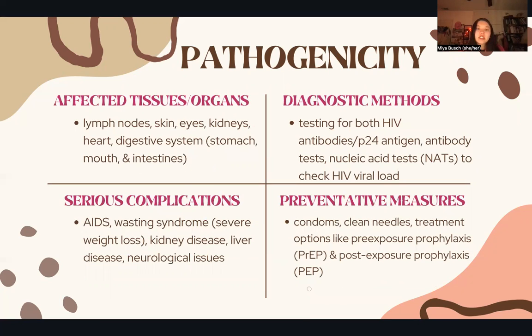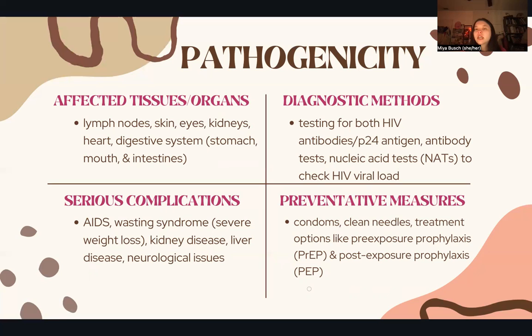So some of the affected tissues and organs are the lymph nodes, skin, eyes, kidneys, mouth, digestive system, specifically the stomach, mouth, and intestines. And then some serious complications if you have HIV are you can get AIDS, of course, wasting syndrome, which is severe weight loss, kidney disease, liver disease, and then there's also the side effect of neurological issues.